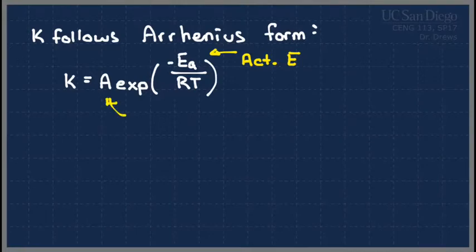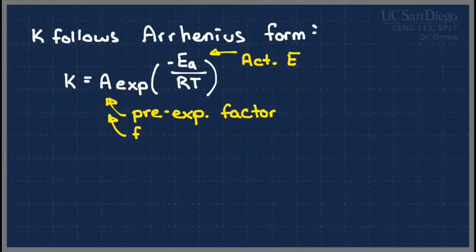The A that's here doesn't really have a particularly clever name. Sometimes it's called the pre-exponential factor, right? Because it comes before an exponent. I didn't make that up, I know, right? That's the name that they came up with. Other times you will also see it called the frequency factor. It's the same thing. They're used interchangeably. And then the K over here on the side is always called the rate constant.